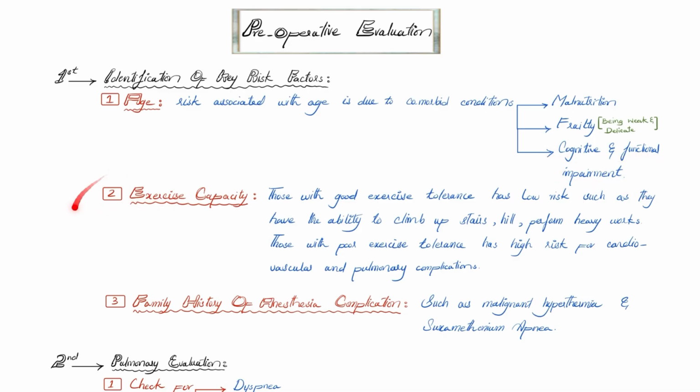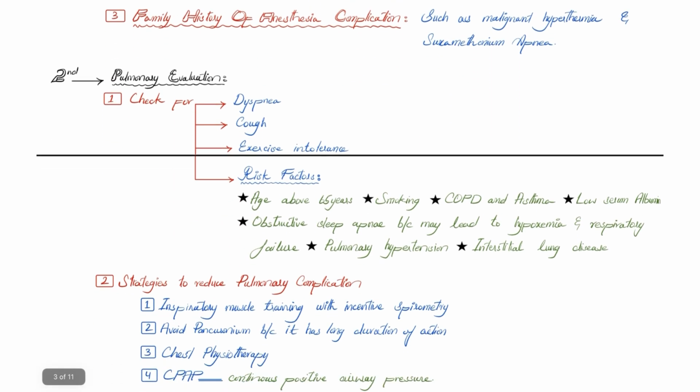Second risk factor that the anesthetist should look for is exercise capacity. Those with good exercise tolerance have low risk, such as the ability to climb up stairs and perform heavy work. And those with poor exercise tolerance have high risk of cardiovascular and pulmonary complications. The third most important key risk factor, which can be identified from the patient's history, is family history of anesthesia complication, such as malignant hyperthermia and succinylcholine apnea. We will discuss them in detail in coming lectures.